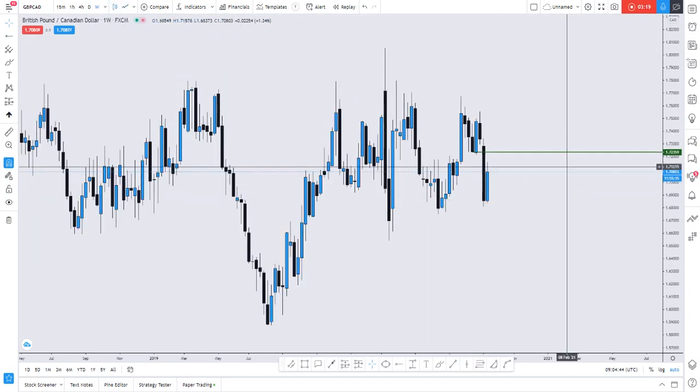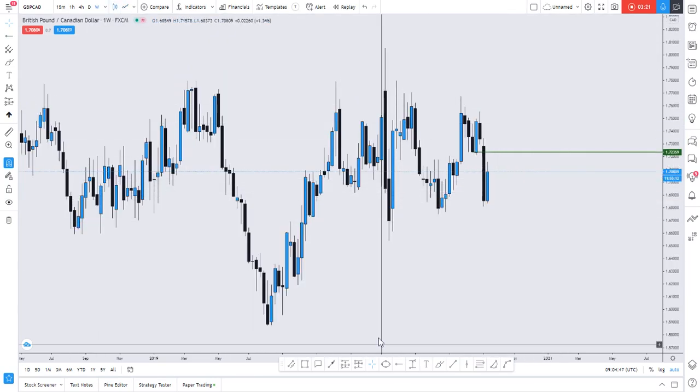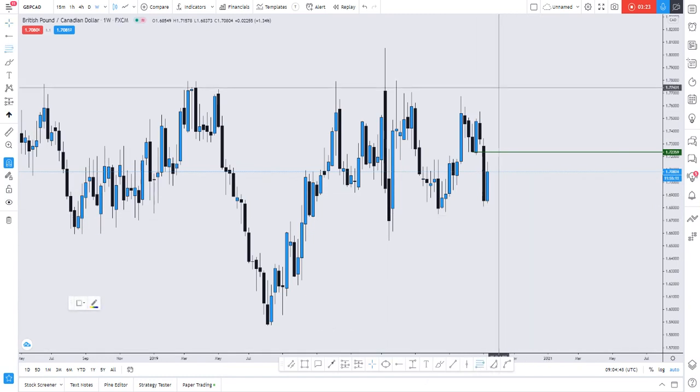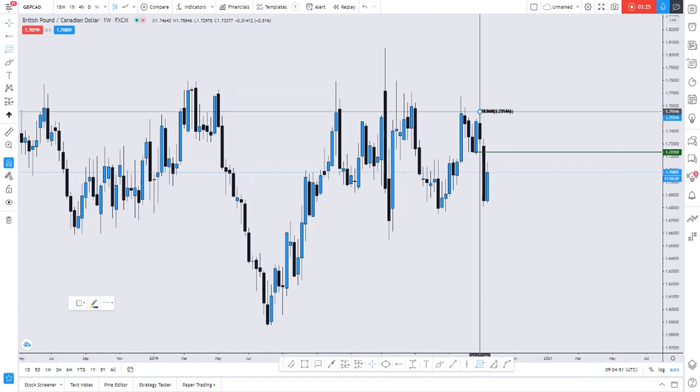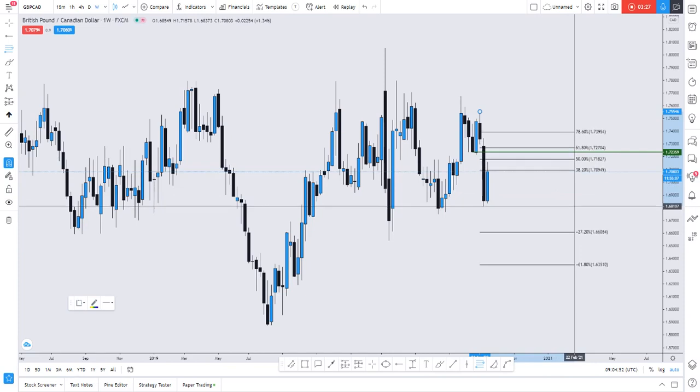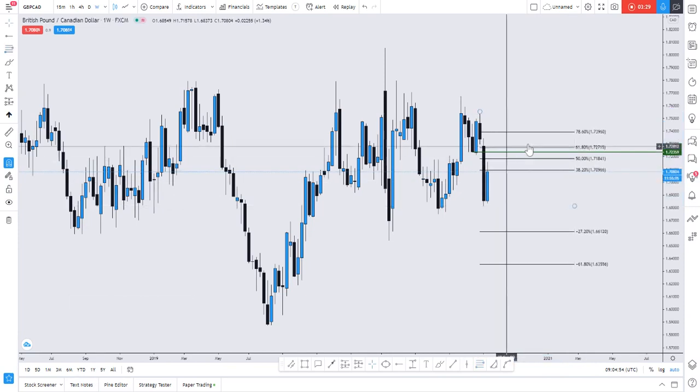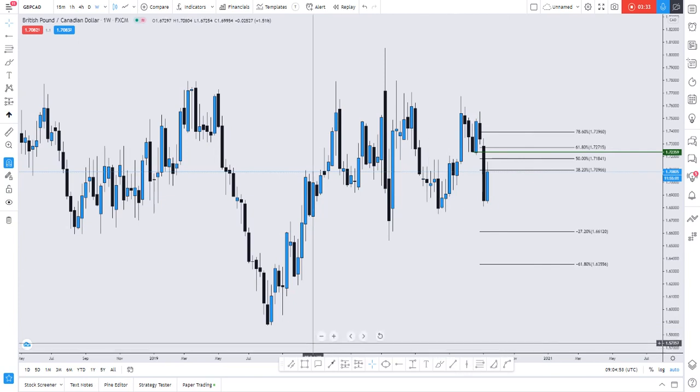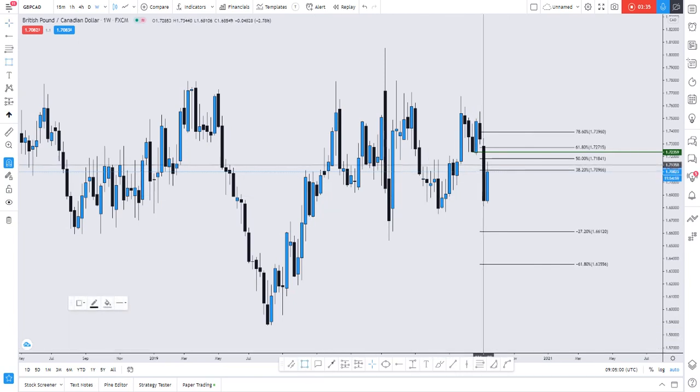I can switch back to a candlestick chart. What I would be looking out for next is the fibs. What do the fibs tell me? Now, the neckline is in between the 61.8 and the 50% fib level. I would be marking that out also.